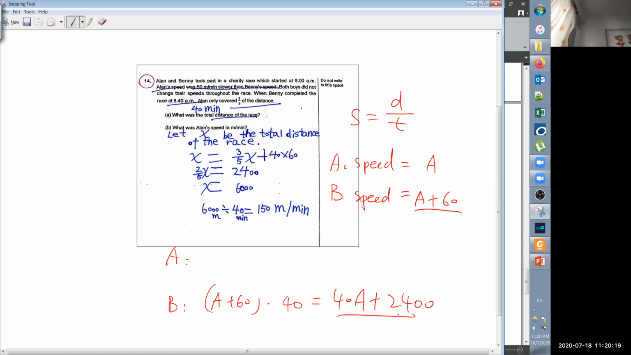So Alan only covered 3/5 of the distance, right? So this is the total distance, and A times 40 minutes. So this is 40A. So 40A is what? 40A is just 3/5 of the distance.